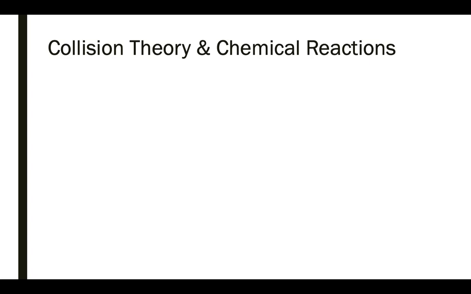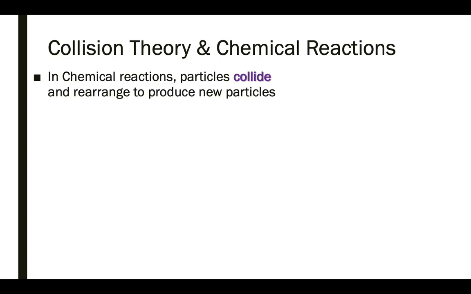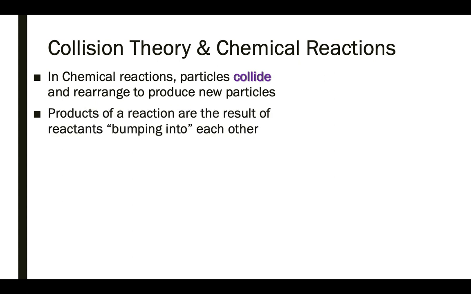So it's all about what has happened within a short period of time or long period of time. Okay, so collision theory and chemical reactions. First of all, how do we understand a chemical reaction? It is that particles collide and rearrange to produce new particles. That means products of a reaction are the results of reactant particles bumping into each other.